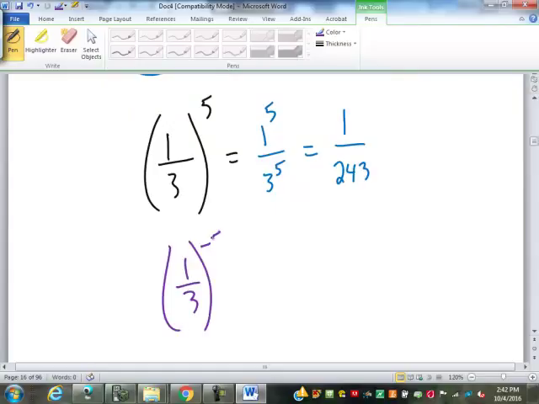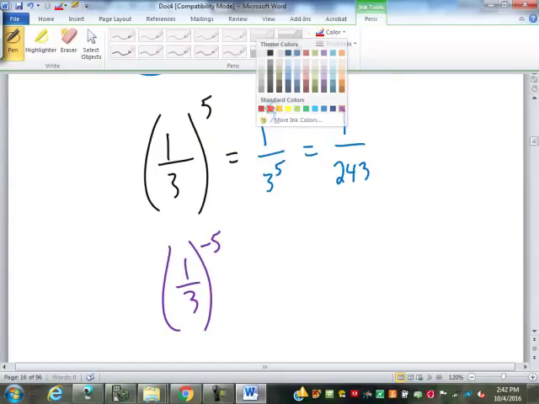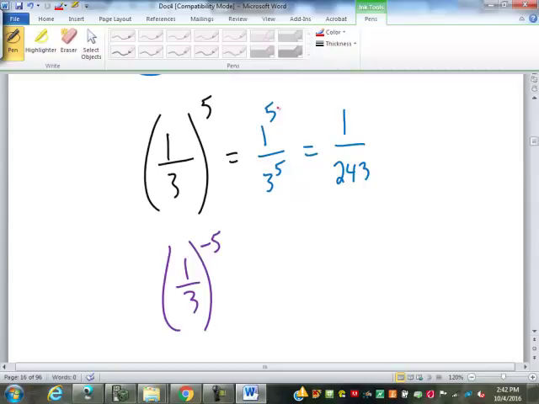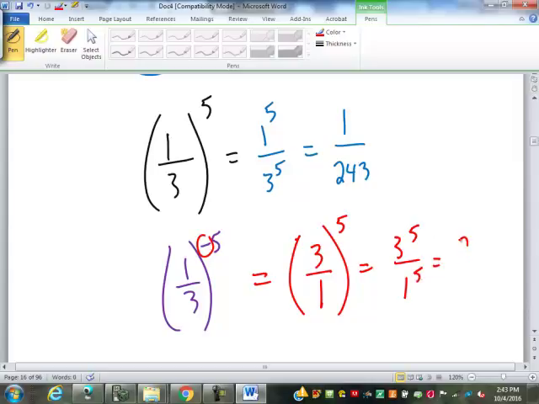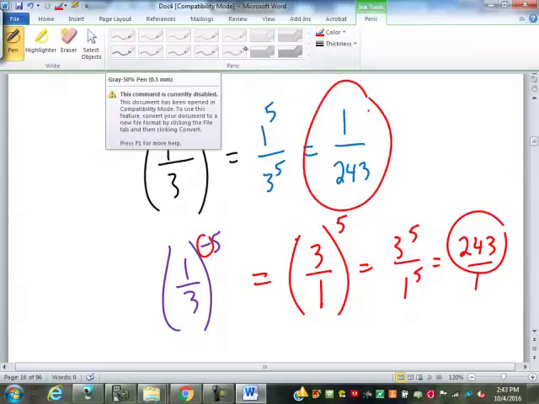What is 1/3 to the power of -5? Well, you can treat the negative and the power separately. What does the negative mean? It means reciprocal. So what's the reciprocal of 1/3? 3/1. And now it's to the power of +5. So you can do the negative separate from the rest of the power. So now it's 3 to the 5th over 1 to the 5th, which is 243 over 1, or just 243. You can see that ends up being the reciprocal of what it was, 1/3 to the 5th power.